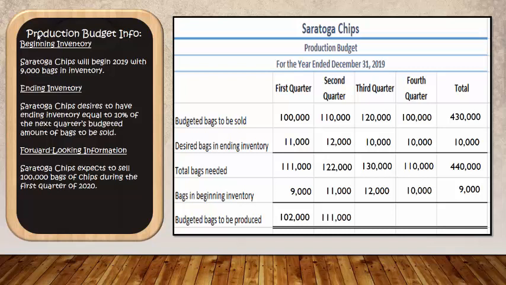In the second quarter, we needed 122,000 bags of chips. We started the period with 11,000. That means we need to make 111,000 during the quarter. We need to make 118,000 bags during the third quarter, and we need to make 100,000 bags during the fourth quarter. In total, we're going to have to make 431,000 bags of potato chips during the entirety of 2019.